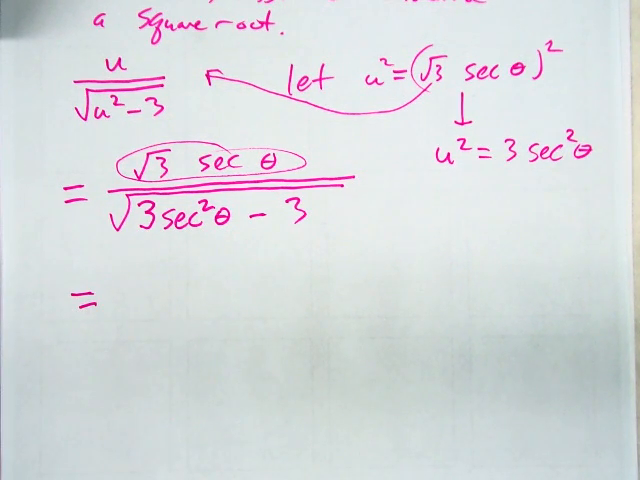All right, Justin, what next? Then you have to rationalize by multiplying the top and bottom by root 3 secant squared theta minus 3. Actually, you can do it that way, but there's something you can do first that'll make it a little easier.